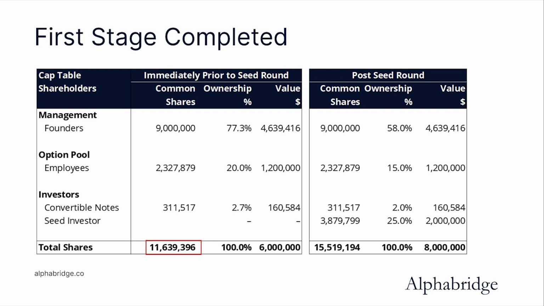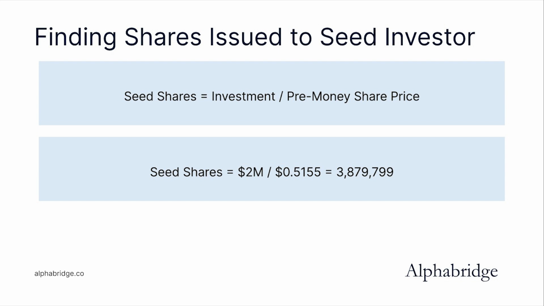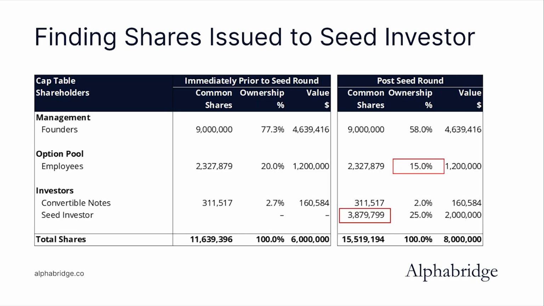With the first stage of the cap table completed, we can now move on to the second stage to figure out the number of shares that the seed investor will receive with his $2 million investment. This can be obtained by dividing the $2 million by the pre-money share price, which we have previously calculated to be 51 cents. The investor will therefore receive about 3.8 million shares and end up with a 25% ownership in the company. Note here that the option pool also ends up being 15% of the company, which is what the investor wanted. That completes the cap table model.